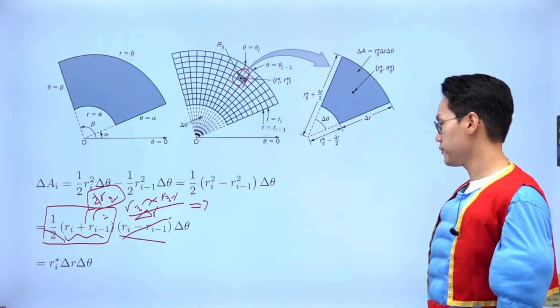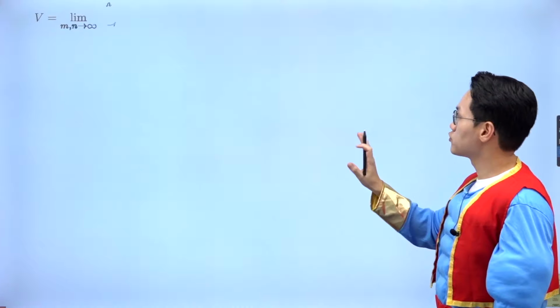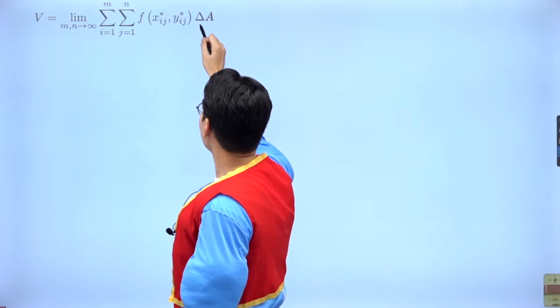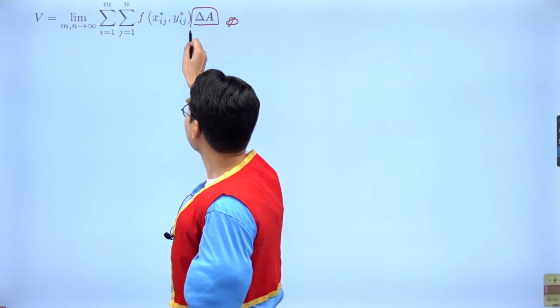Okay, so that's change of variable. Right now, instead of working with x and y, I'd like to deal with r and theta. Okay, so that's great. So now we have the double summation of the rectangular area given by the rectangular coordinate and then the height.